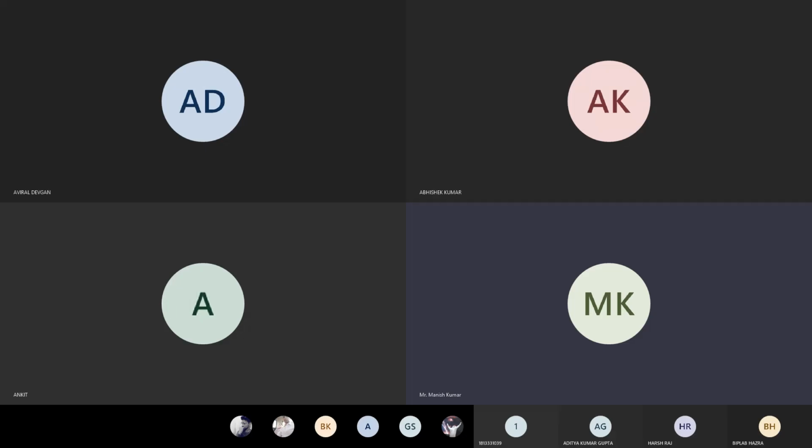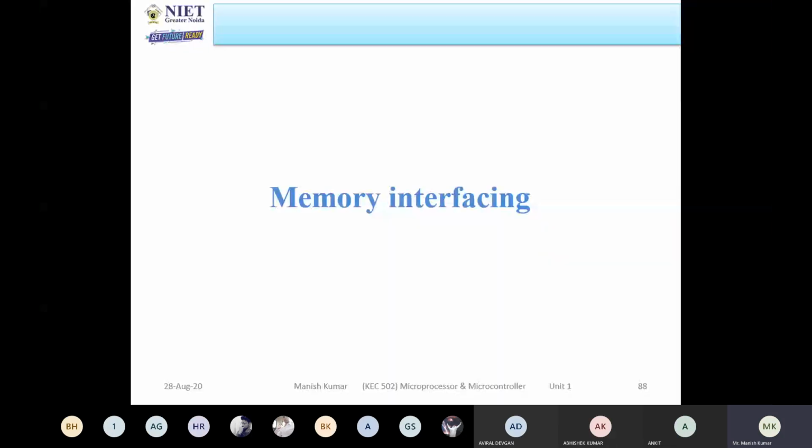So yesterday in the lectures I talked about the logic devices for interfacing any components with the processor. Now you know that when you are going to design any system, memory is an essential part. Correct? Without interfacing memory, you can't use the system. So for that purpose, we have to know how to interface the memory itself.